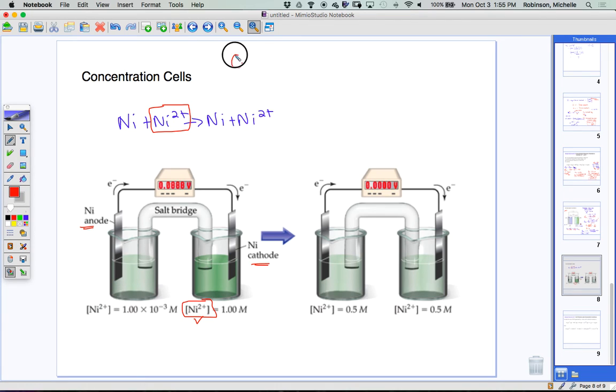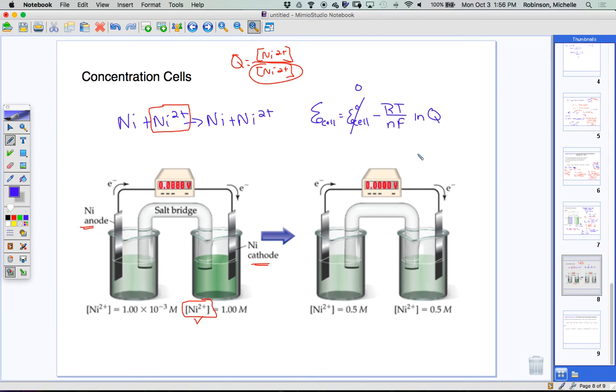That will help you when you go to find your Q, because your Q ends up being nickel 2+ over nickel 2+. Which one's which? This one is the one we circled in red. All right, so you can still do E of the cell equals E of the cell standard. What is E of the cell standard? Off the top of your head, you should know. If they're both 1, it's 0. This is 0 in a concentration cell. E of the cell standard is 0. You still have this part.